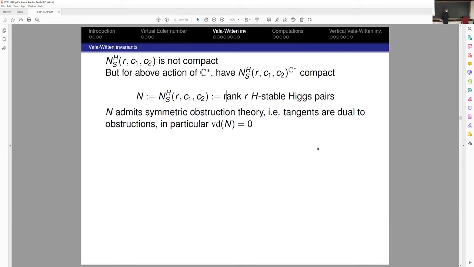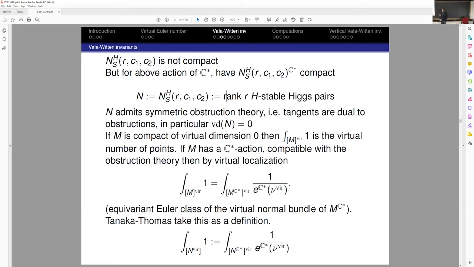But we have this other action. We have this action by C star, and the fixed point locus will be compact. And you can see in a moment what it is. I should say that this moduli space also has an obstruction theory, an imperfect obstruction theory as before, which in addition is what is called symmetric. But which in particular means that the expected dimension of this moduli space is 0. So in some sense, virtually it's just a finite set of points, even though it is a reasonably big moduli space.